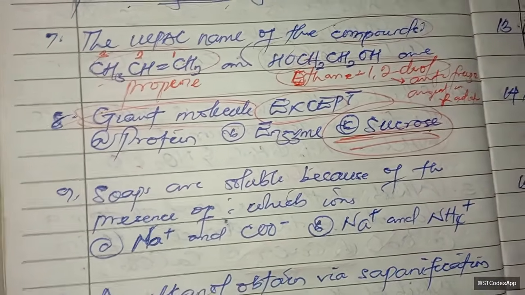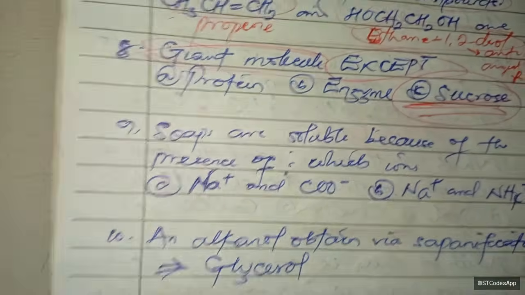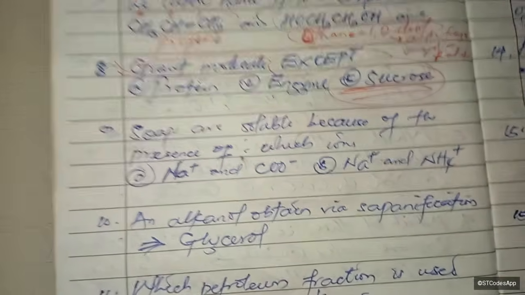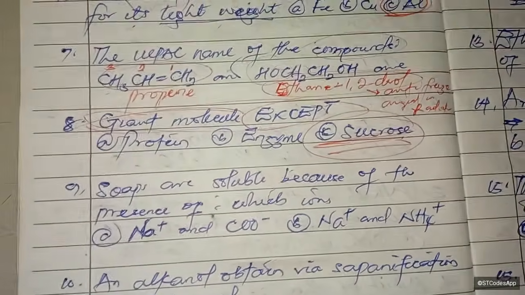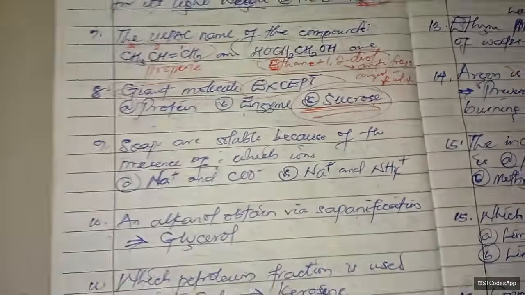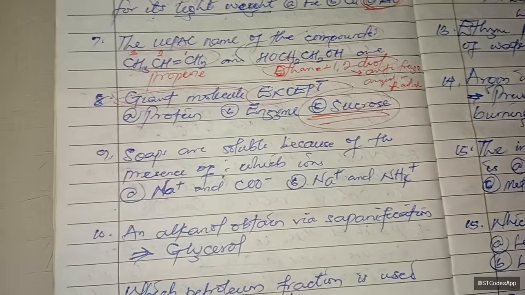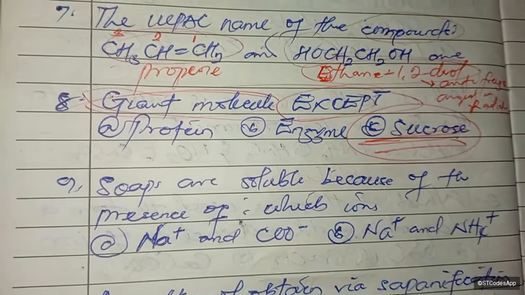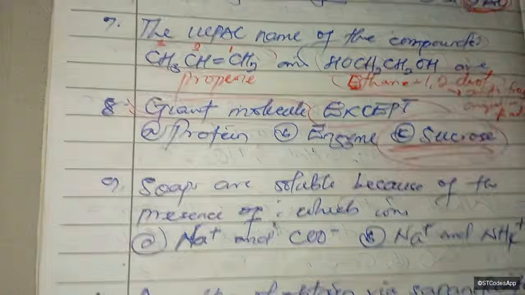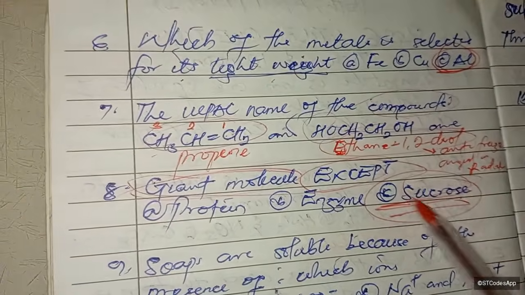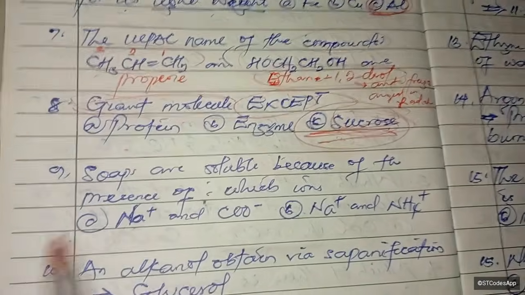Okay, protein is made up of polypeptides that have undergone alpha, beta, and all forms of transformations. But enzymes are polypeptides. Then sucrose is basically a disaccharide of fructose plus glucose, I think. So that is not a giant molecule, it is a disaccharide.